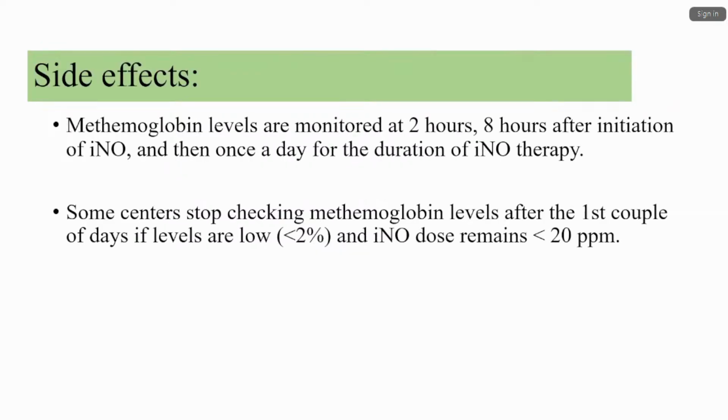Then the most common side effect of iNO is methemoglobinemia. That's why methemoglobin level should be monitored during treatment. This is monitored at 2 hours and 8 hours after starting the therapy, and then once daily if the patient is on iNO therapy. Some centers stop checking methemoglobin level after the first couple of days if the level is less than 2% or iNO dose is less than 20 ppm.